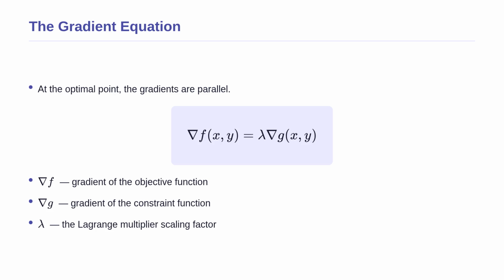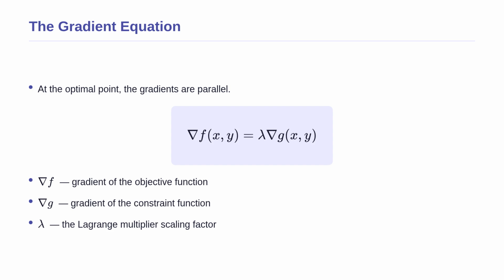The symbol nabla represents the gradient, pointing in the steepest uphill direction. F is our objective function and G is our constraint. Because the gradients are parallel at the maximum, one is just a scaled version of the other. That scaling factor is lambda, our Lagrange multiplier. If you move away from this point, the gradients no longer align, meaning you either break the rule or drop to a lower height.